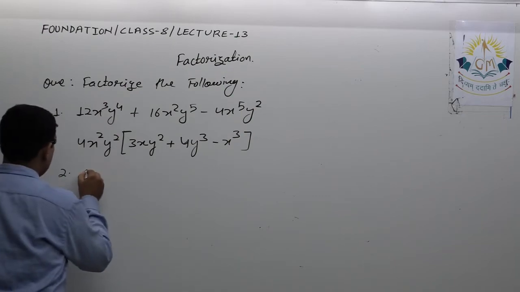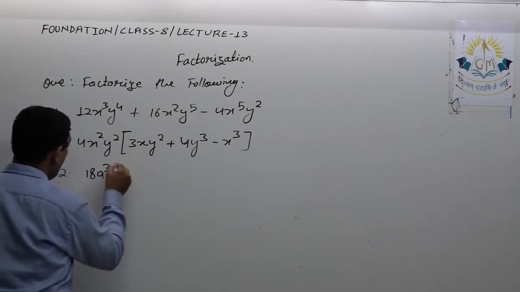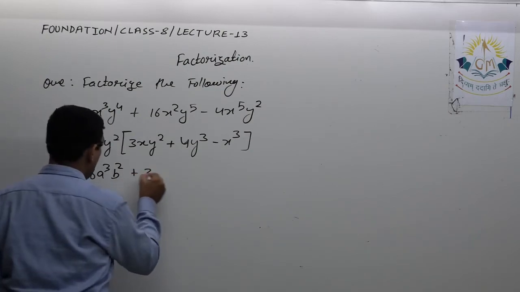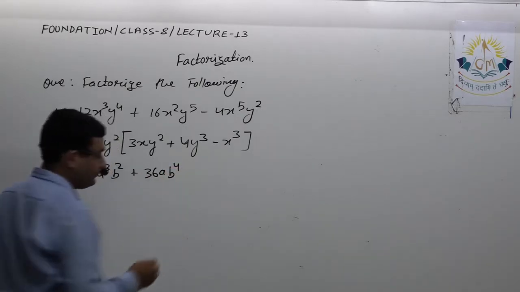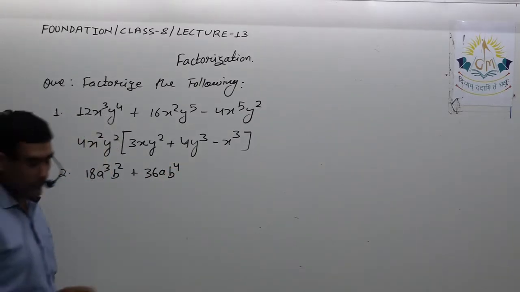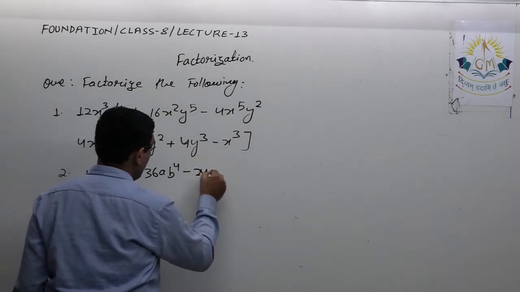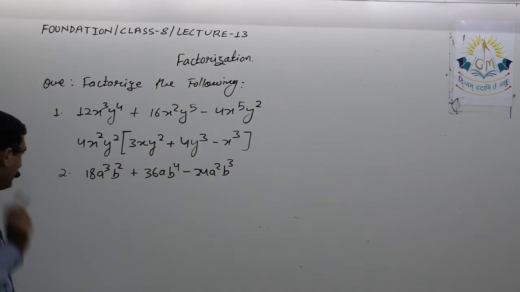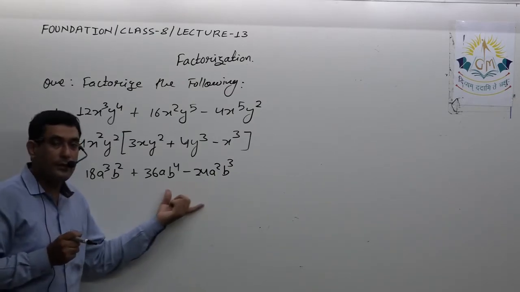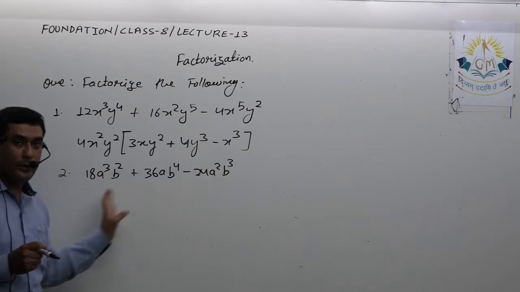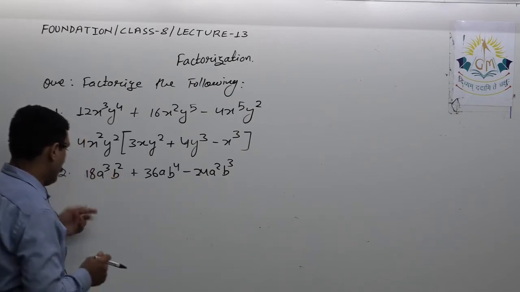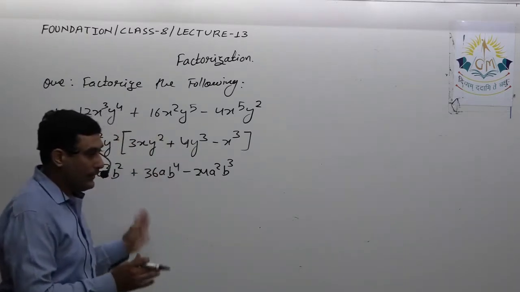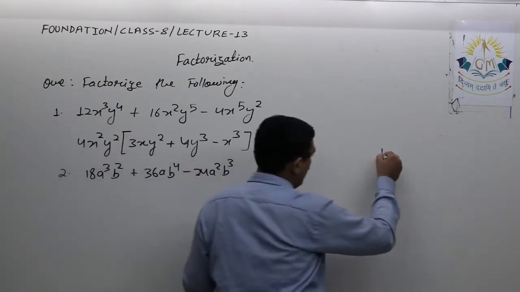18a cube b square plus 36ab raised to 4 minus 24a square b cube. Okay, again we have to follow the same method. First we see what is the maximum quantity that we can take common from the numeric coefficients of all three terms. So here it is 18. See, if you are not able to find the factors directly, then go with this method.